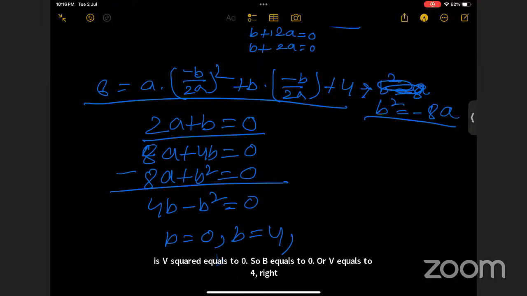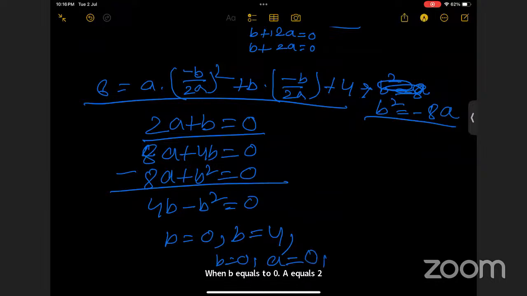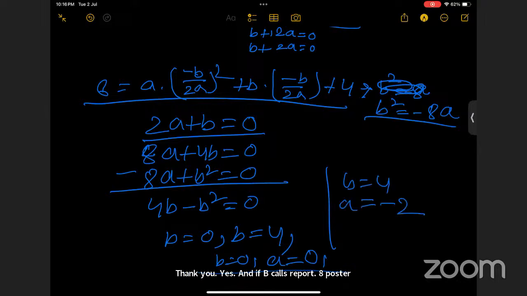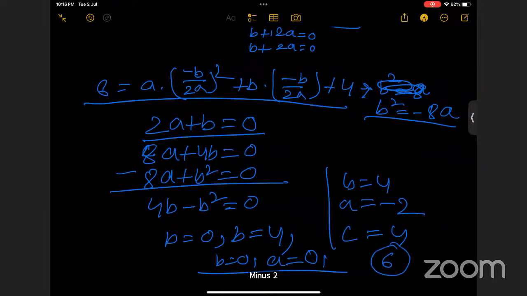When b equals 0, a equals 0, and it is not a quadratic equation in that case. And if b equals 4, a equals minus 2, and c equals minus 4. So we have a, b and c, and we substitute minus 2 in that. So this is our answer. Fine?